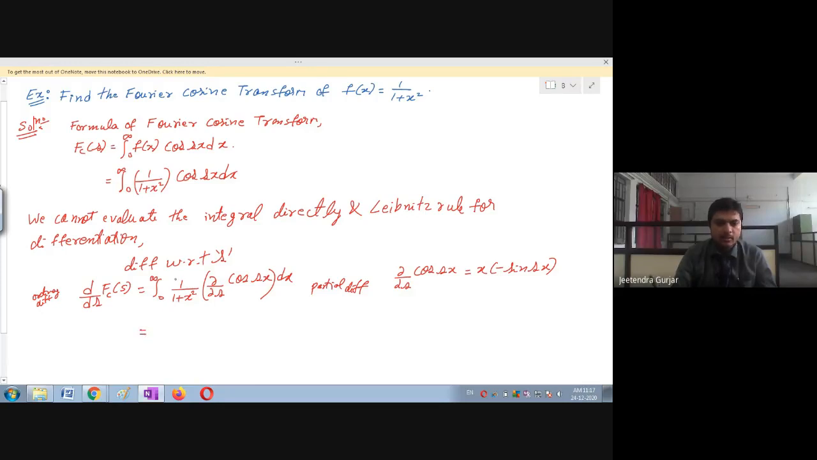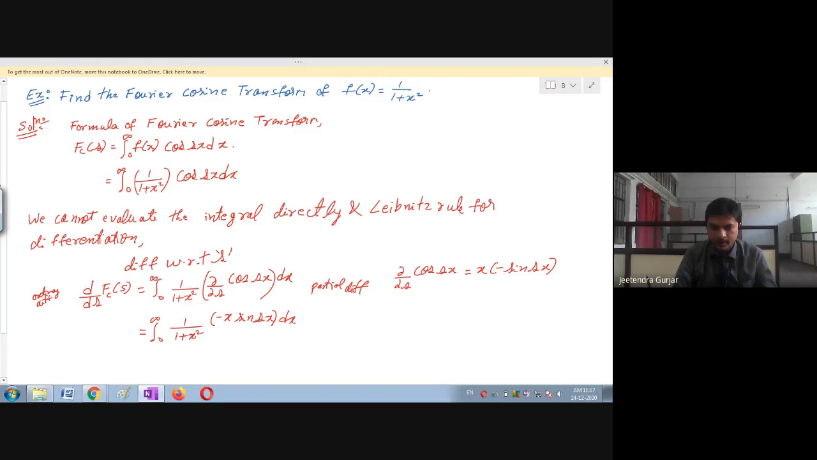Is it clear? So I'm going to substitute this value. So integration 0 to infinity 1 upon 1 plus x square I will take. Okay, so only this value will change. Here you can see minus is there. Minus I will take outside. So I'm going to write this as minus x sine sx dx. So already I have told you that in the Fourier transformation we cannot apply the integration in the first step.